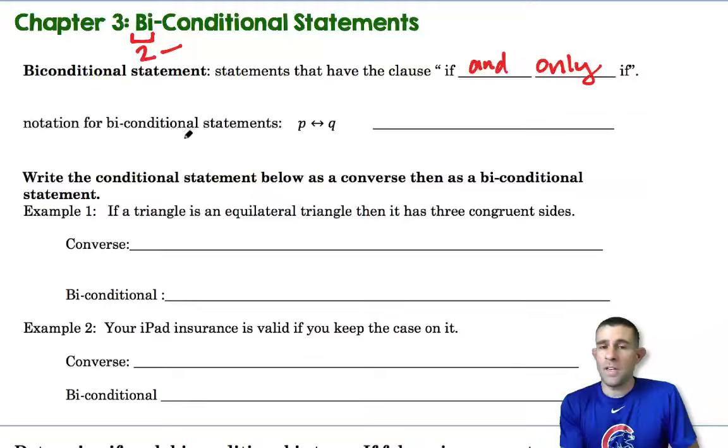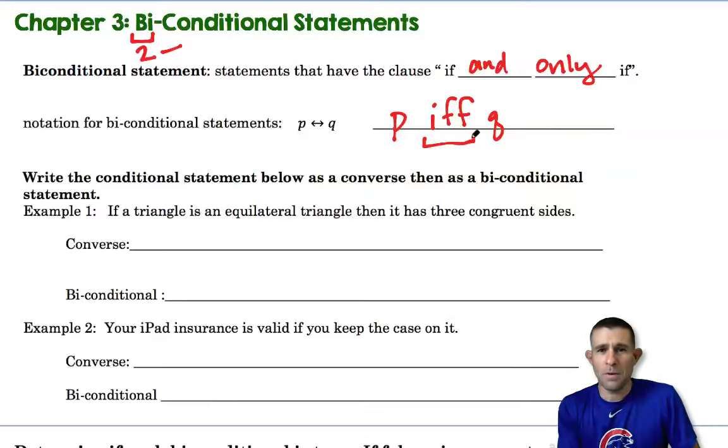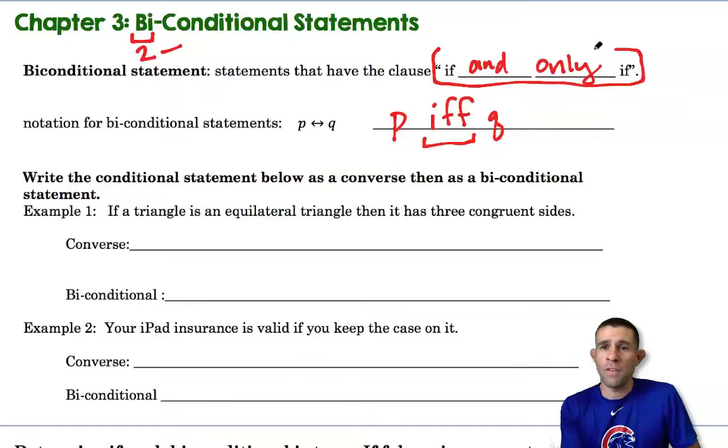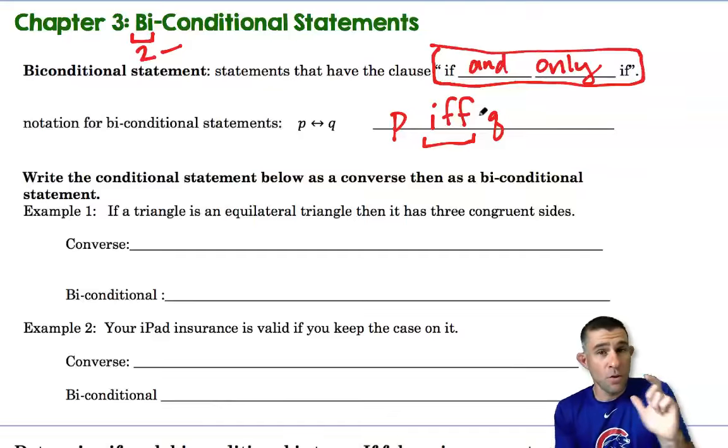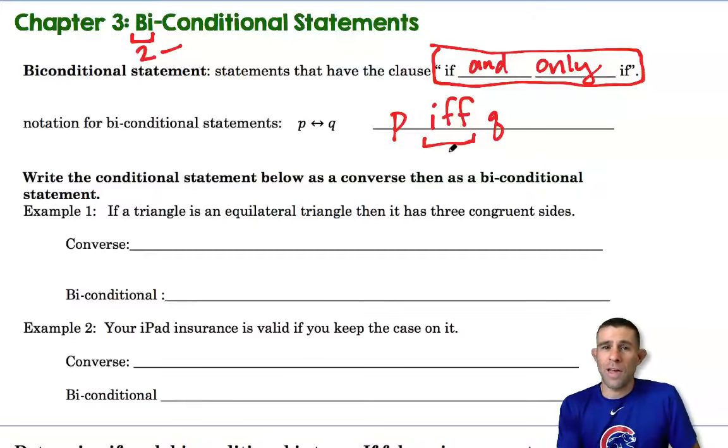All right, so the notation for a biconditional statement using our P and our Q goes like this. P with the double-sided arrow Q. That stands for P if and only if Q. Now, you might be thinking I made a little typo here. This IFF is actually an abbreviation for this clause if and only if. And if and only if you're a math pro, you can use that clause.